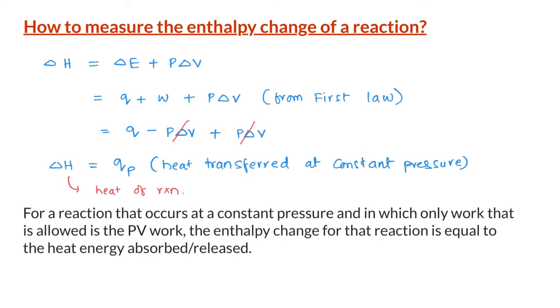Since the majority of reactions occur at constant pressure, for these reactions, delta H is more relevant than delta E. So, to measure the enthalpy change of a reaction, we conduct this reaction at constant pressure and measure the amount of heat absorbed or released, that is Qp, during the reaction. Later in this chapter, we will learn how to measure the enthalpy change of a reaction experimentally. This technique is called calorimetry.